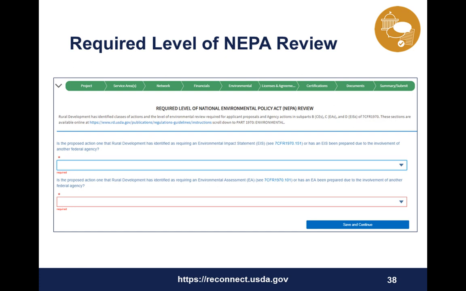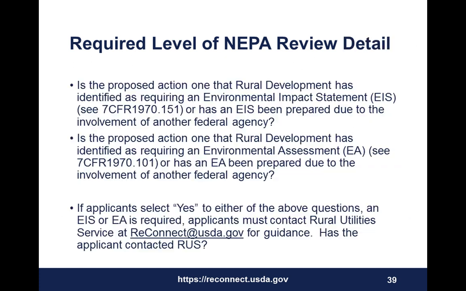RD has identified classes of actions and the level of environmental review required for applicant proposal and agency actions in subparts B, categorical exclusions, subpart C, environmental assessment, and subpart D, environmental impact statement. Applicants will need to determine whether an EIS and EA are required for the proposed project. Applicants must reply yes or no to the two questions as shown on the screen.